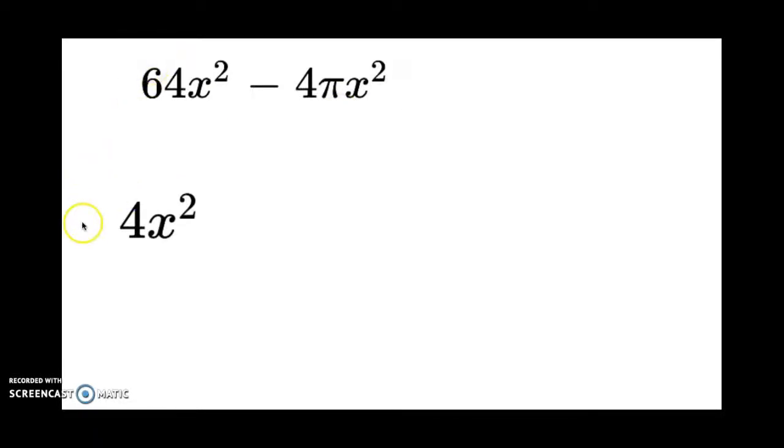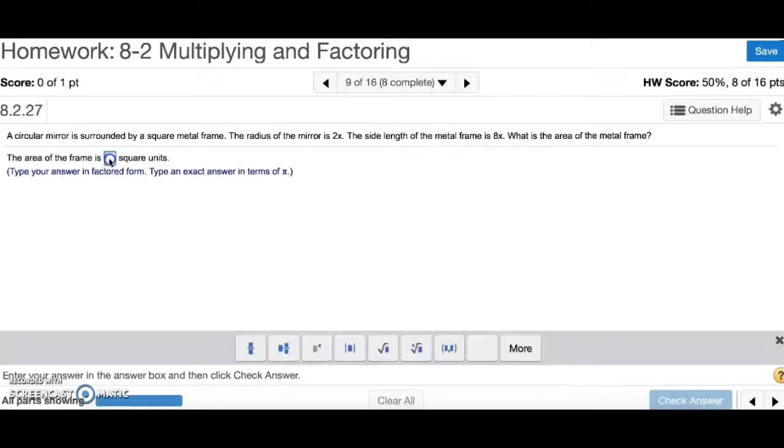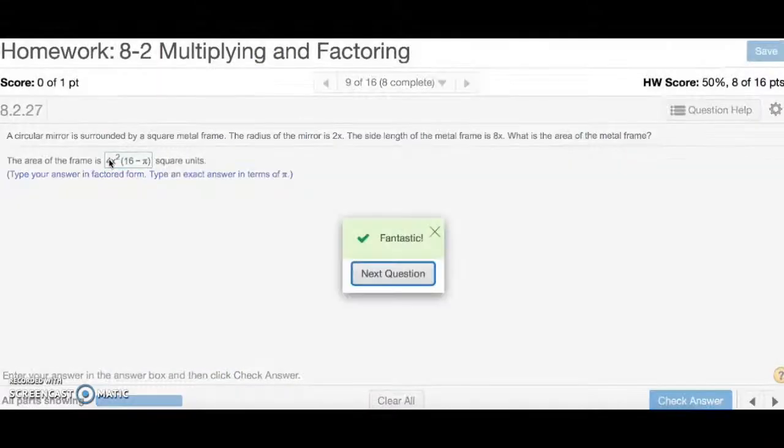So now 64 divided by 4 will be 16. So parentheses 16, x squared divided by x squared will be 1. Now we have 4 divided by 4, which is 1. And then x squared divided by x squared, which is 1. So we're just going to be left with pi. So the answer is going to be 4x squared parentheses 16 minus pi. So let's type that in. So typing in, we have 4x squared parentheses 16 minus pi parentheses. And that's number 9.